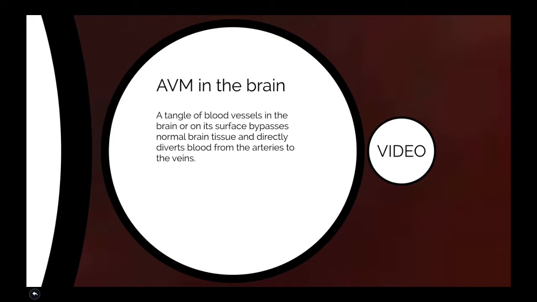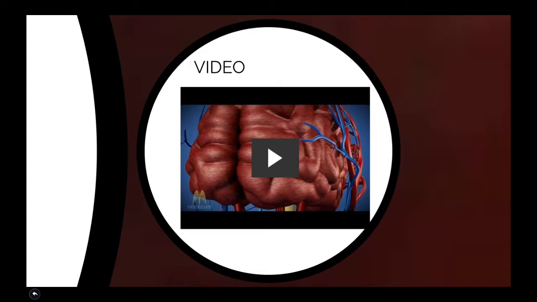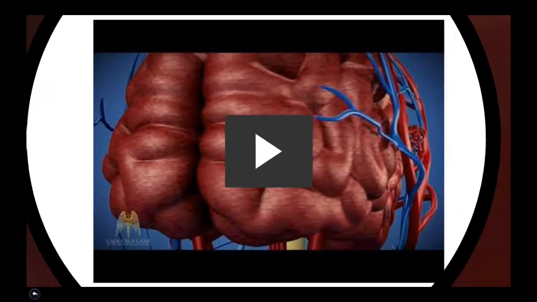Okay, now we will define AVMs in the brain. That is a tangle of blood vessels in the brain or on its surface that bypasses normal brain tissue and directly diverts blood from the arteries to the veins. Here's a video of an AVM in the brain.